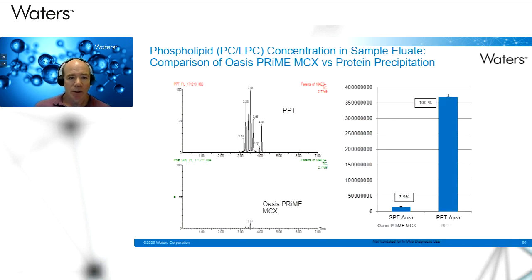Looking at some of these results, if we first look at the quality of the cleanliness, we look at our extraction on the bottom with Oasis Prime versus a simple precipitation, and then graph those phospholipid areas. We see we're getting rid of about 96% of the phospholipids. So a clean extraction that will help our method.